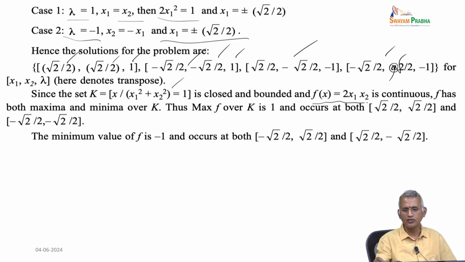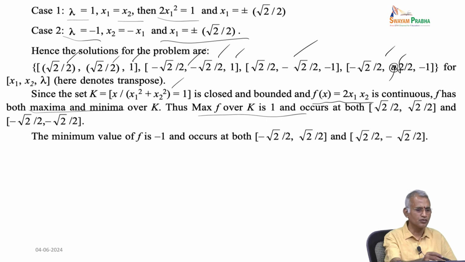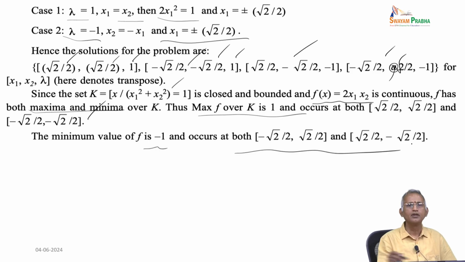Therefore f of x equal to 2 x1 x2 is continuous. So f has both maxima and minima over K. Therefore the maximum of f over K is 1, which occurs at both (√2/2, √2/2) and (−√2/2, −√2/2). The minimum value of f is −1, which occurs at both (−√2/2, √2/2) and (√2/2, −√2/2).